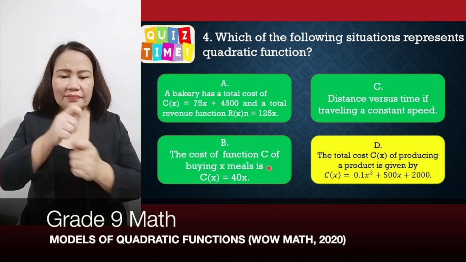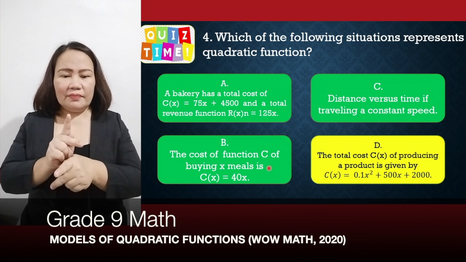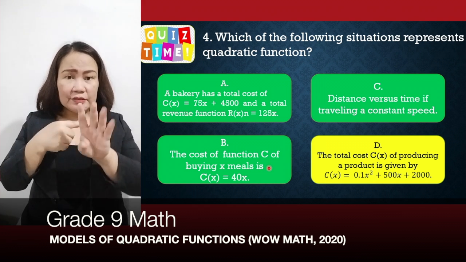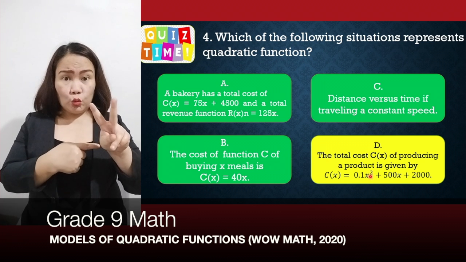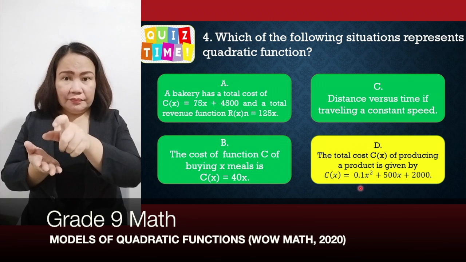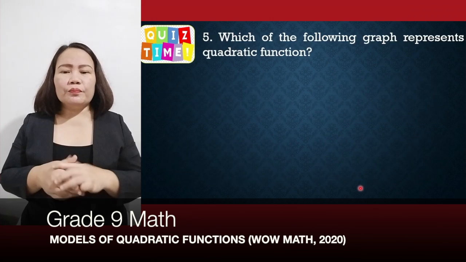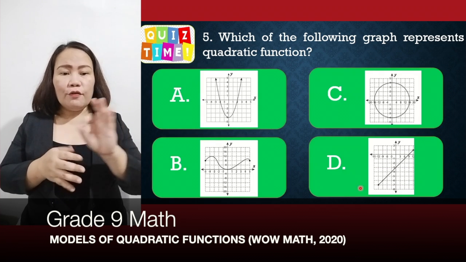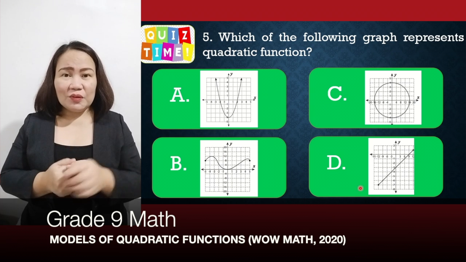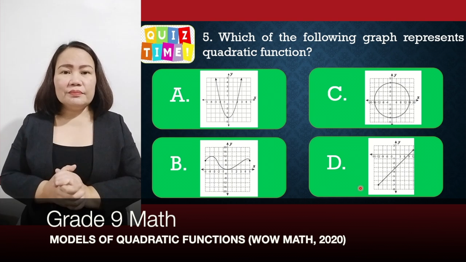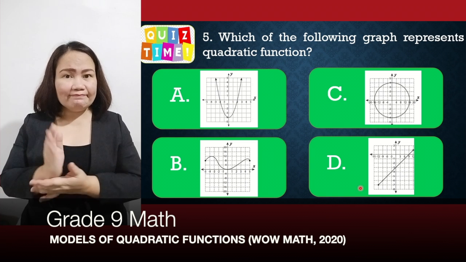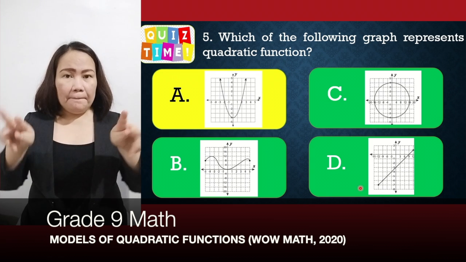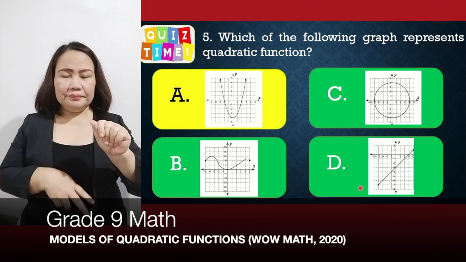The total cost, C of X, of producing a product is given by C of X is equal to 0.1x squared plus 500x plus 2,000. So, ito, ayan. So, dito tayo lagi titingin. So, the highest degree is 2. So, the answer is letter D. Next. Which of the following graph represents quadratic function? Alright, so the answer is, this is the easiest question. So the answer is letter A. The graph of a quadratic function should be parabola.